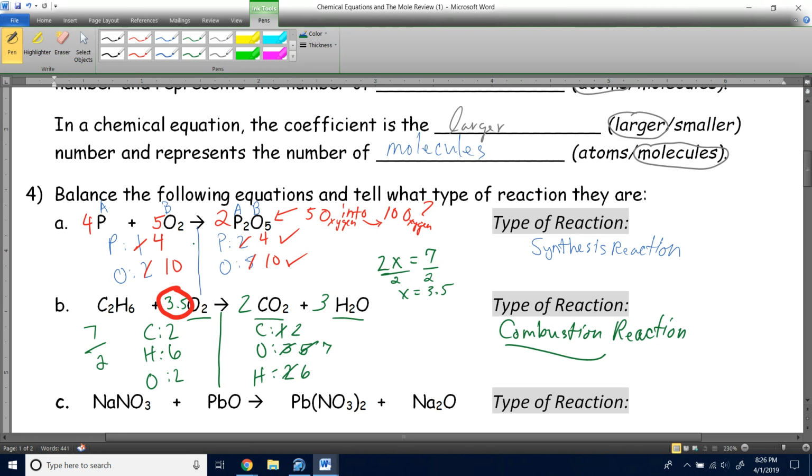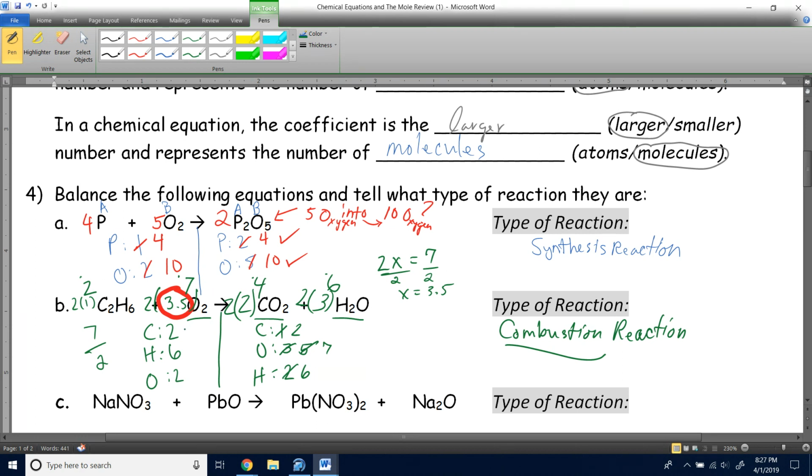If we multiply by a common factor, we are able to manipulate our reaction coefficients. So we could change this 3.5 into a brand new number. Here, if I do 2 times 1, I get 2. If I do 2 times 3.5, I get 7. If I do 2 times 2, I get 4. If I do 2 times 3, I get 6. So these are my coefficients, okay? 2, 7, 4, 6.